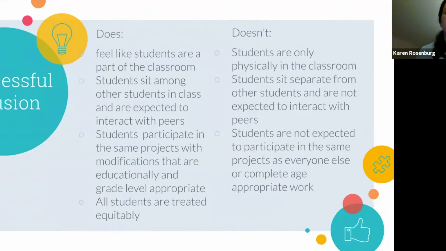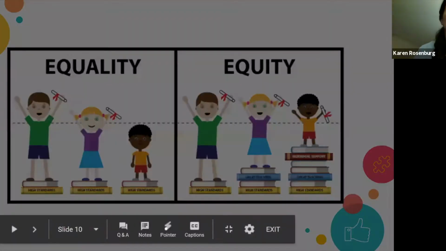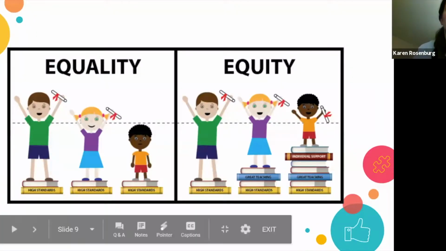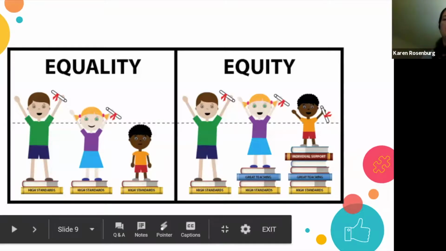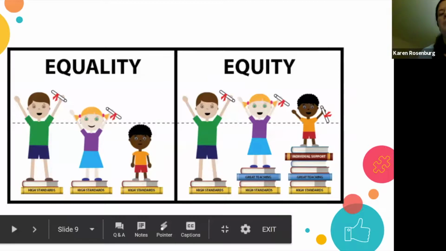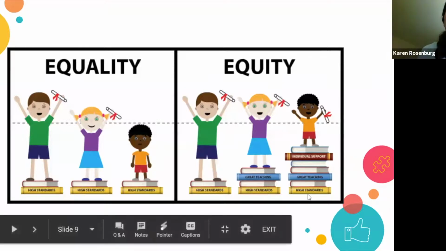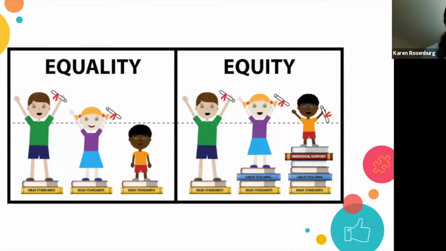And all students are treated equitably. Equitably does not mean the same. It means that they all get what they need in order to succeed. So instead of giving every single kid the exact same thing, that might not help some students, or might help some students who don't need that help, we're going to give them the things that they need so that they can all reach the same level. That's what I try to think about when I am teaching these kids in my class.